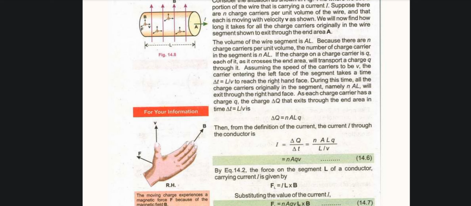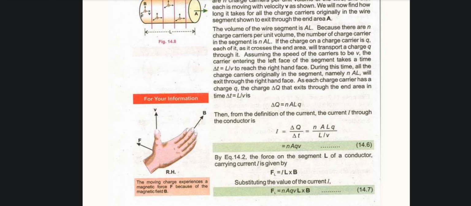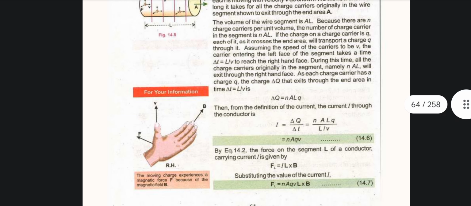If the charge on a charge carrier is q, each of them, as it crosses the end area, will transport a charge q through it. Assuming the speed of carriers to be v, the carrier entering the left face of the segment takes a time delta t equal to L upon v to reach the right hand face. During this time, all the charge carriers originally in the segment, namely nAL, will exit through the right hand face, as each charge carrier has a charge q. The charge delta q that exits through the end area in time delta t equal to L upon v is delta q equal to nALq.